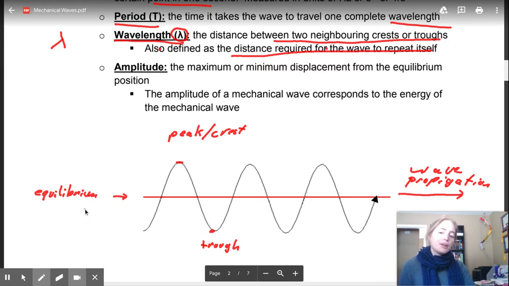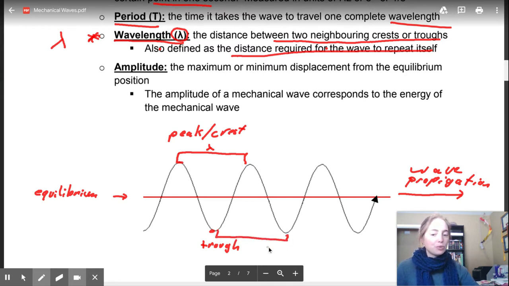Okay. Now, the definition of a wavelength, this is super important. We're going to be talking quite a bit about wavelengths here. The definition of a wavelength is the distance from here to here. So that is 1 lambda. So the distance between two peaks. Well, it's also equal to the distance between two troughs. Those values are going to be exactly the same.